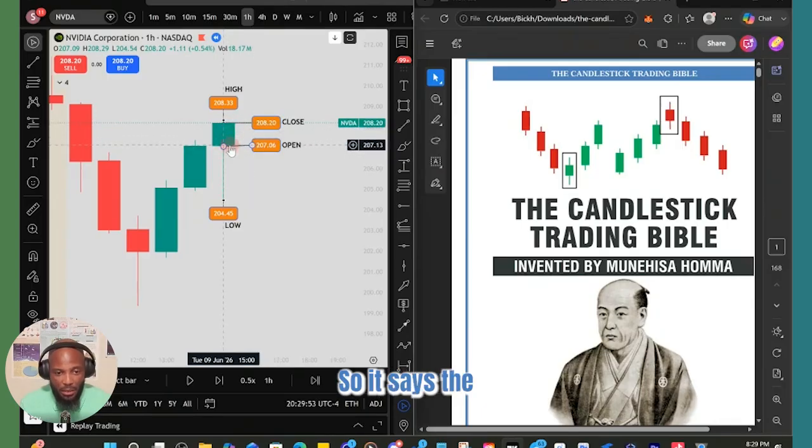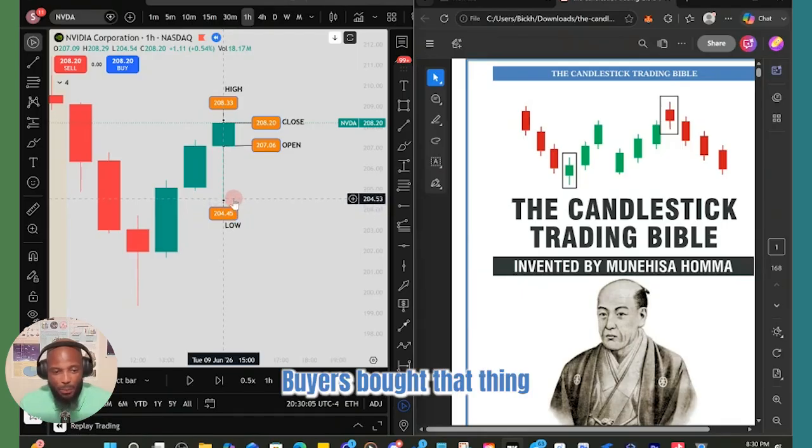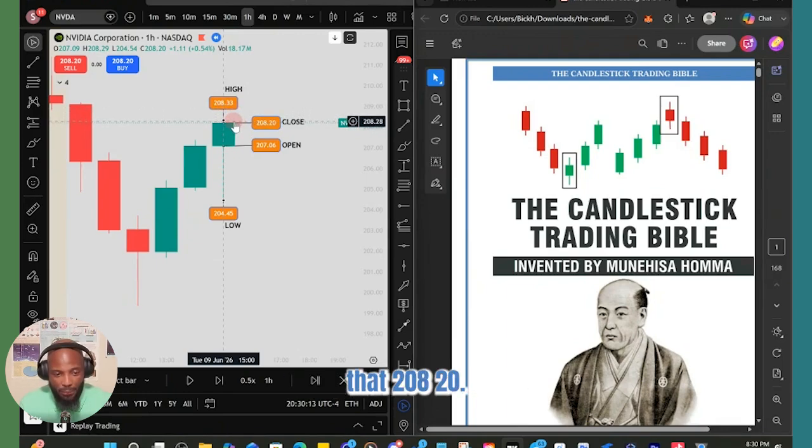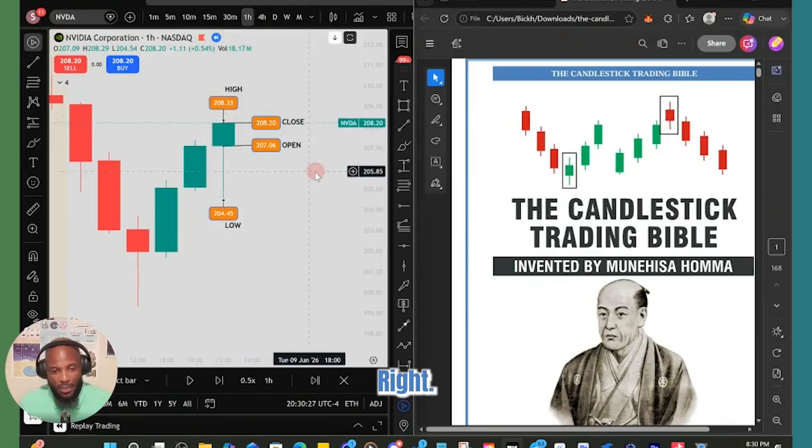So it says the NVIDIA 3 to 4 o'clock opened at 207.06. Sellers pushed that thing, sold that thing to 204.45. Buyers bought that thing up to 208.33. Sellers pushed that thing down and it closed at 208.20. That's what this activity told you. That means buyers still in full control with this heavy low wick. Red was down here, but then buyers pushed that thing up and cleared the red out of there. All right, that's what that means.